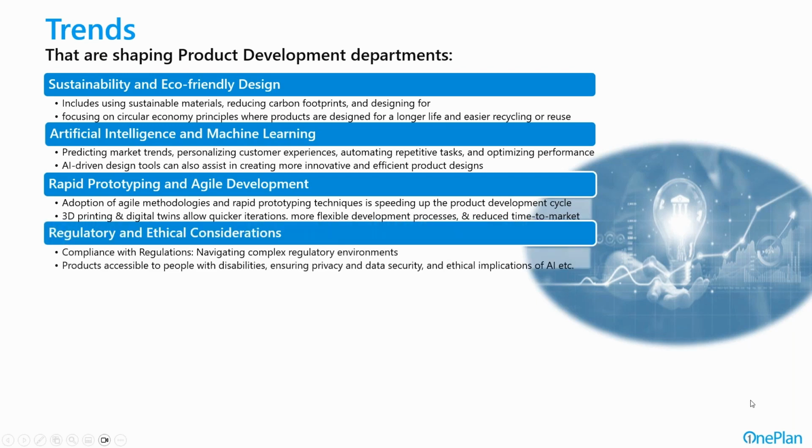And always there's the regulatory and ethical considerations. We have to comply with regulations and navigate complex regulatory requirements. And we have products that need to be accessible to people with disabilities, and we have to better ensure privacy and data security as we get more technology involved, and just the ethical implications of AI and how we use that.